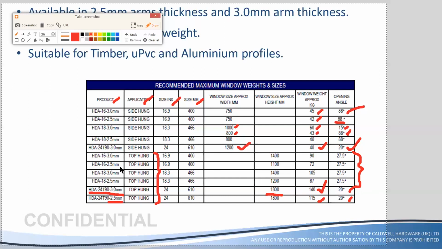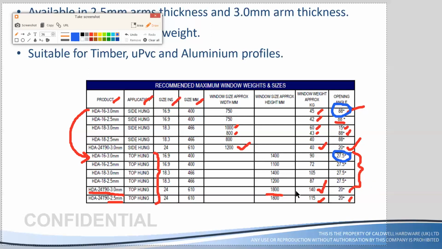In this case, the names are the same as I explained in my earlier slides. At a couple of occasions the arms are the same. In this case, the arm names are the same. As you can see here, HDA 16 inches 3, the same arm name is here also, but both the arms are different. That you can make out with the help of the degree of opening. Here 88 degrees is possible. Here the window will not open beyond 27.5 degrees.